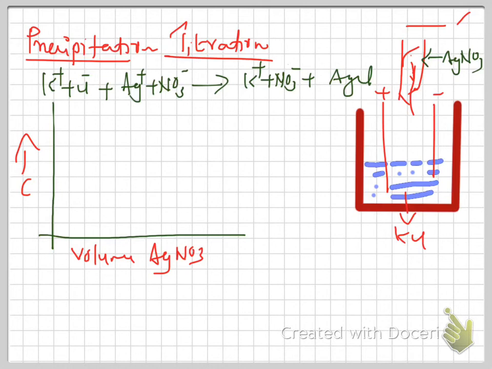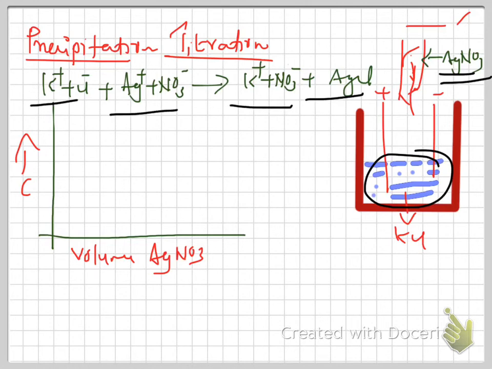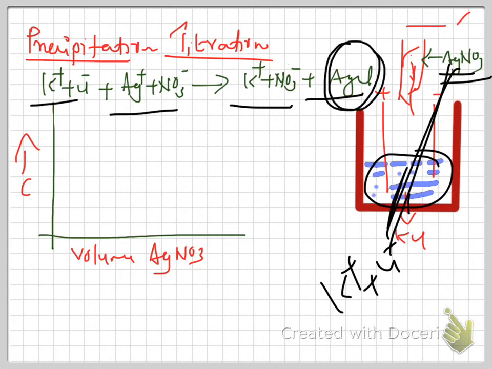You have KCl in the container, and in the burette you have AgNO3. When AgNO3 is added to KCl, KCl plus AgNO3 gives KNO3 plus AgCl. Initially, in the solution you have K+ and Cl-. On the addition of AgNO3, we will get AgCl, a sparingly soluble salt, which is not highly soluble in water and remains as an insoluble precipitate.